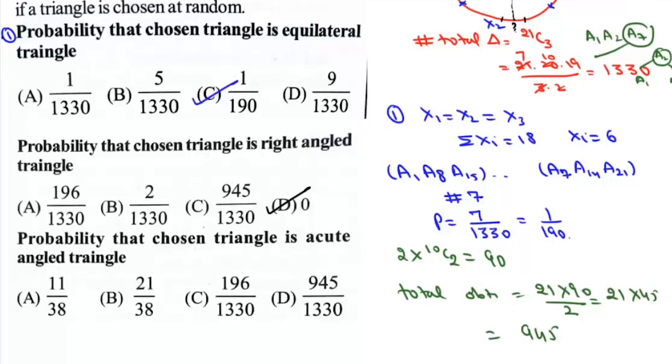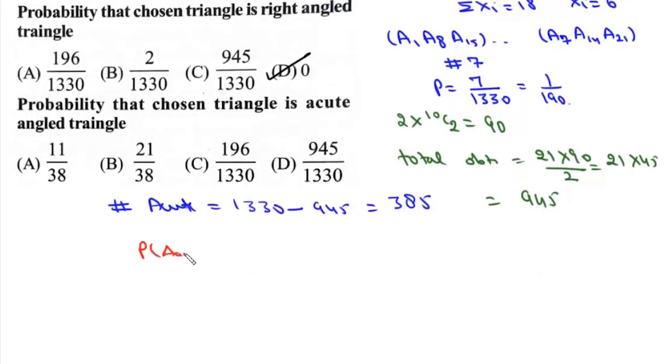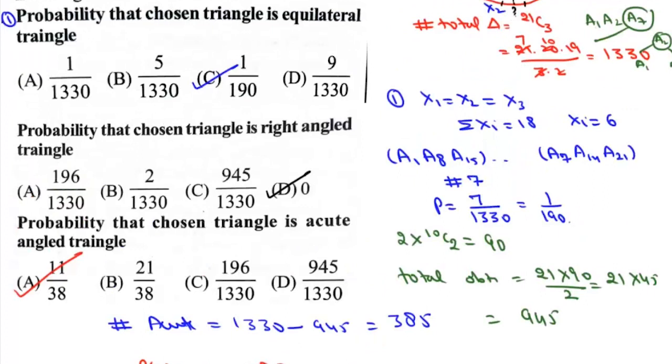So now we can find the number of acute angle triangles. The number of acute angle triangles will be 1330 minus 945, which is simply 385. So the required probability that this triangle is acute will be 385 upon 1330, which is 11 by 38, and that's your option A. So the correct options are C, D and A, and that is the answer to this question.